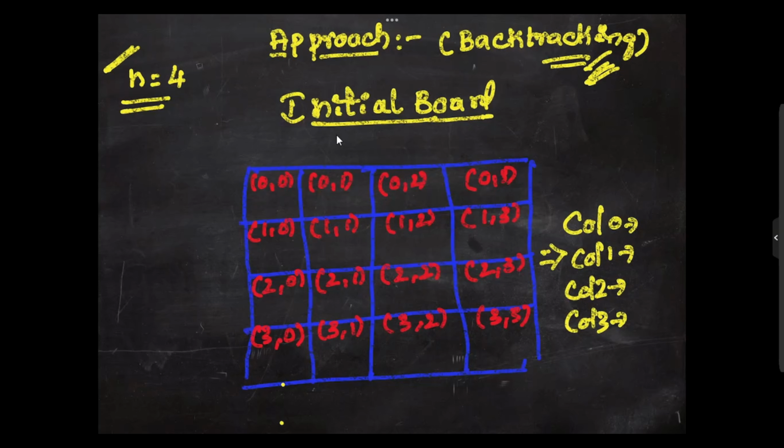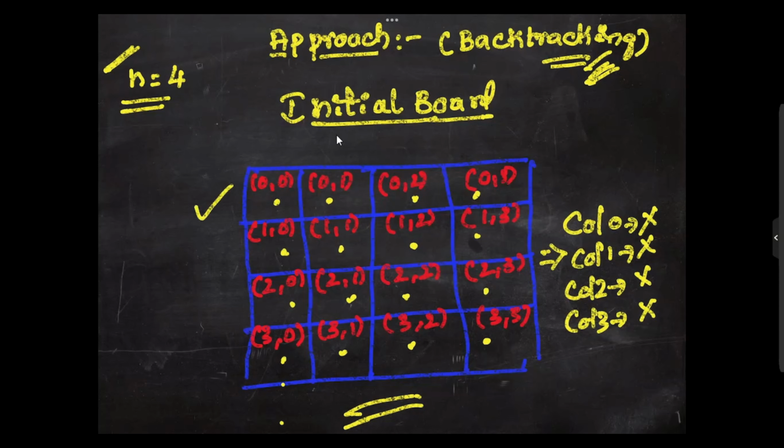So here in the initial board, we don't have anything. I'll just place the dots as they have given in the question. So we don't have anything in this step. This is the initial board, and we don't have anything yet. So the first step is we have to place the queen in the first row.